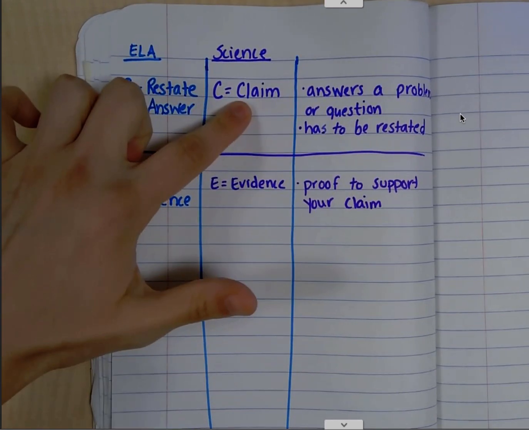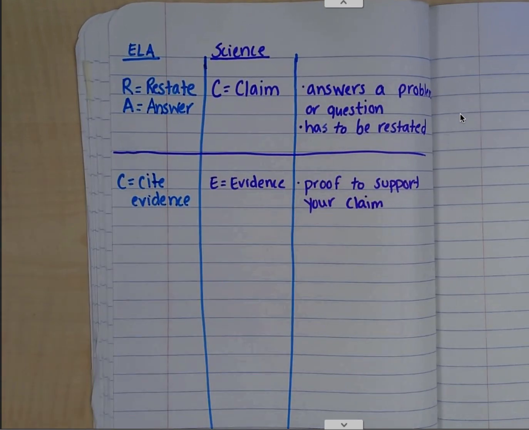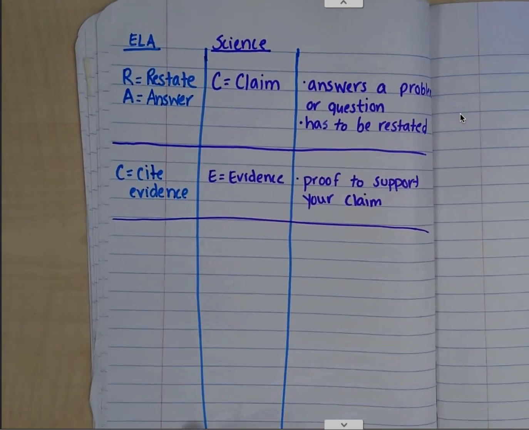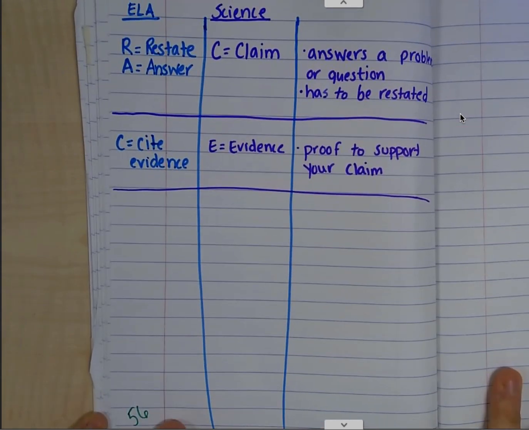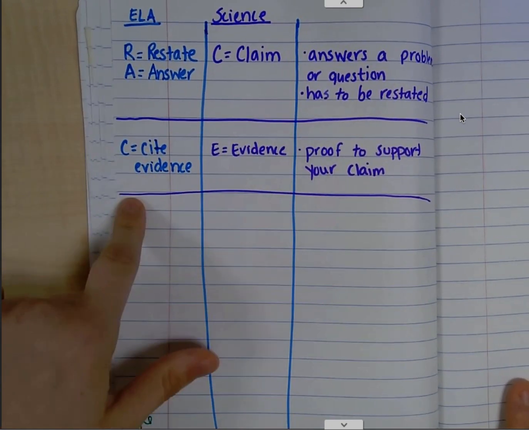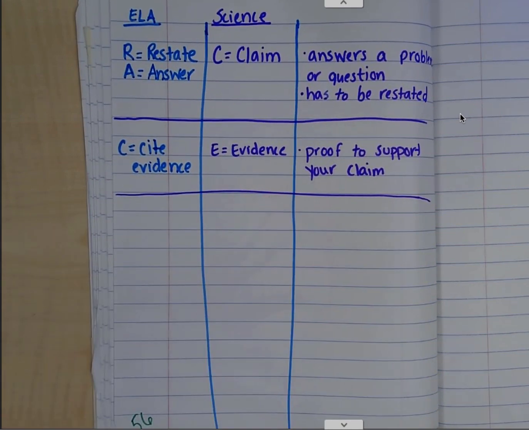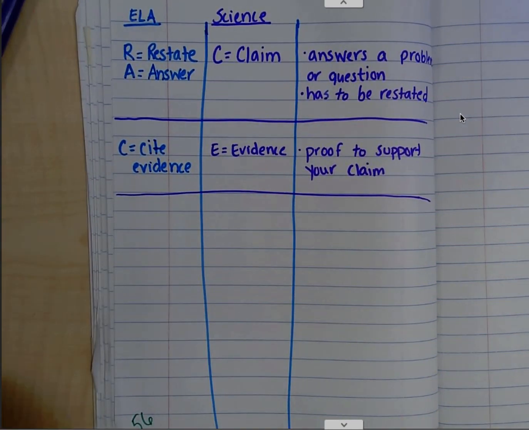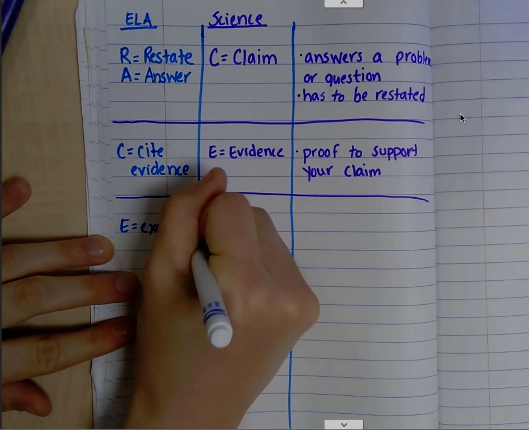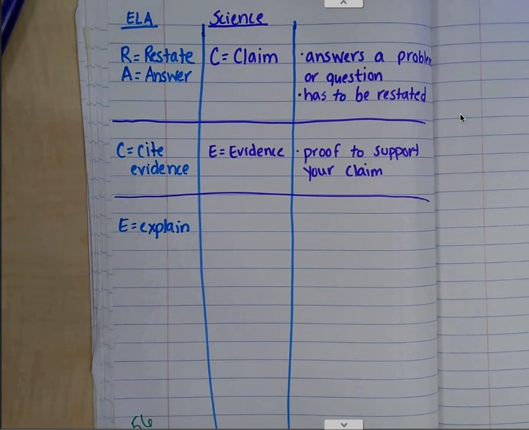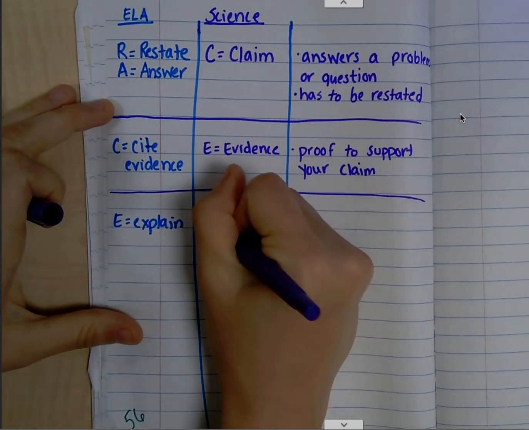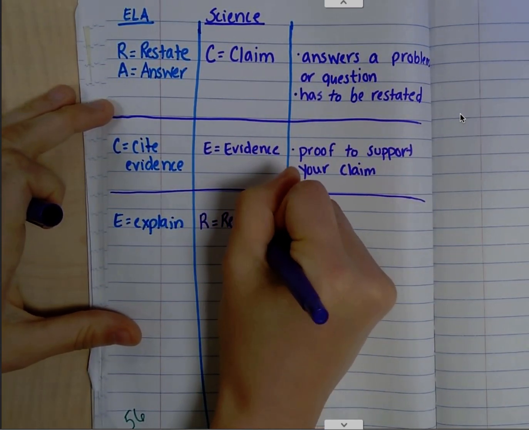So claim answers the question or problem. E stands for evidence. I'm just going to draw this so we got a little bit of a nice way to write. So again, we got R, restate your answer, that's the same thing as claim. C for cite evidence is the same thing as evidence. And then the E in ELA stands for explain. So explain what your thoughts are on it, why you think that. But in science, we just call that reasoning. So claim, evidence, reasoning. So the R stands for reasoning.